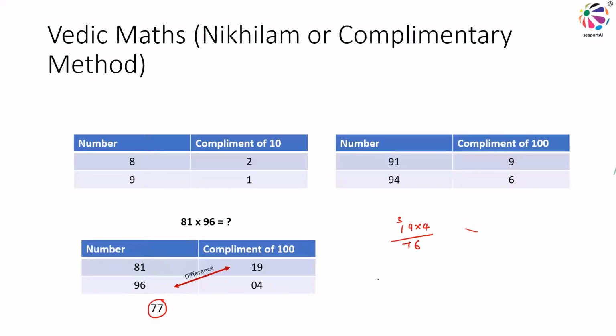Is there a smarter way? Can anyone tell from the webinar? I told you a shortcut. Yes, sir. What is that shortcut? So we can first double 19. It will come 38, and then we can double 38. Correct.